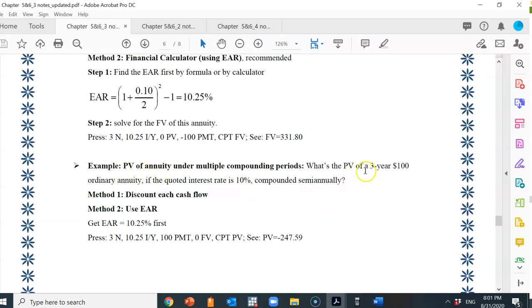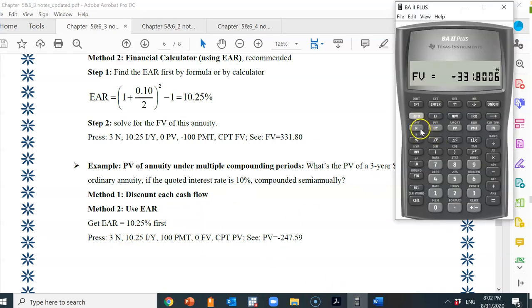Another example here is the present value of the same annuity. Method 1, you can discount each 100 one by one and add them up. Method 2, still step 1, we get the effective annual rate as 10.25%. Then if we want to look for the present value this time, N is still 3 years, I is still 10.25 as the effective annual rate, payment is still 100, future value is 0. Compute for PV, we see that the present value of this annuity is 247.59.